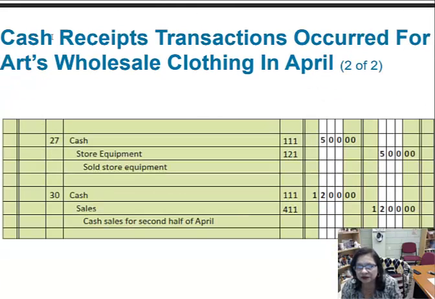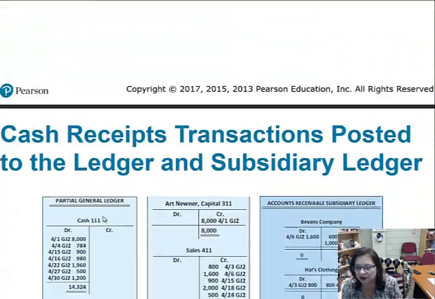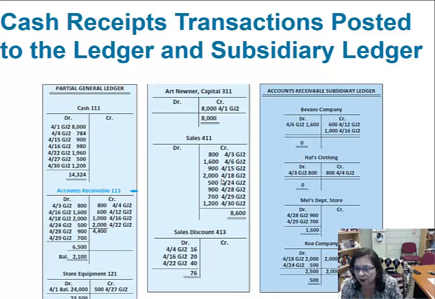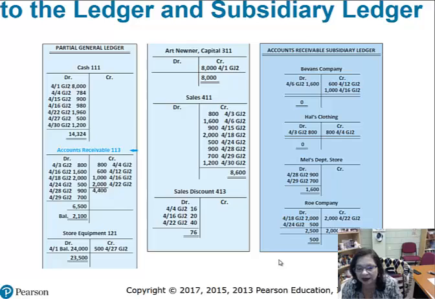So now, some of the transactions that occurred for April: $500 sold store equipment, cash sales, sold the second half of April, all the stuff that we went ahead and sold. That comes in. Again, putting it into your cash account, how much we got in, and making sure that we put it in where we actually sold it. Okay, store equipment. Again, all the stuff that we're doing is shown here.